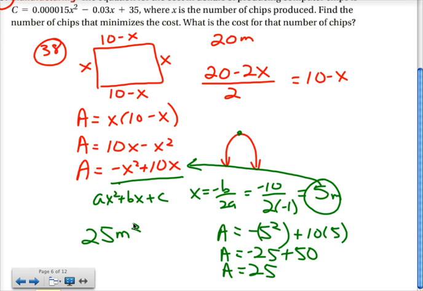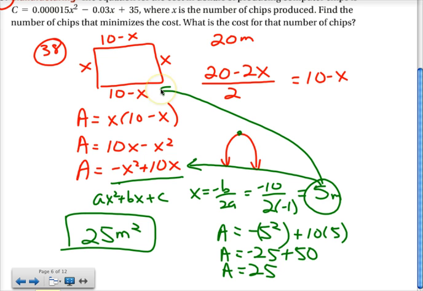And let me make sure here, I believe the question just wanted the area. What is the largest rectangular area that we can enclose? So all we needed to tell them was the 25 square meters there. And again, at this point of having the 5, since it is a word problem, you could go back and put it up there as well, and 10 minus 5 would be 5. 5 times 5 will give you 25. Either way, it's not going to make any difference.